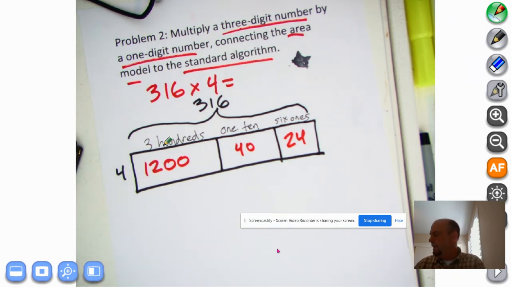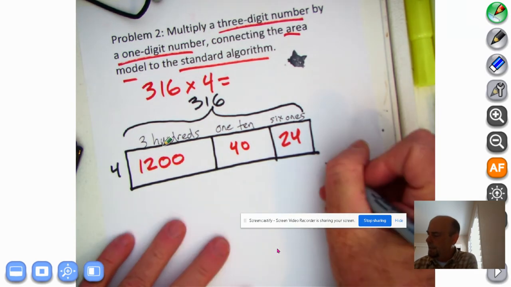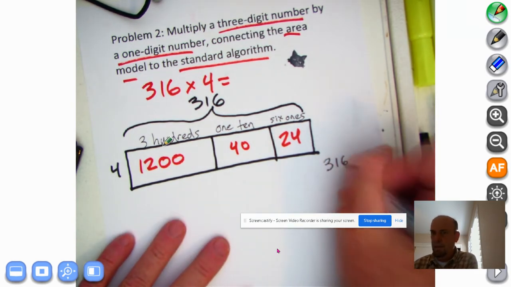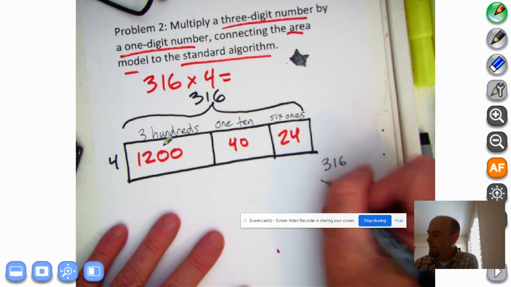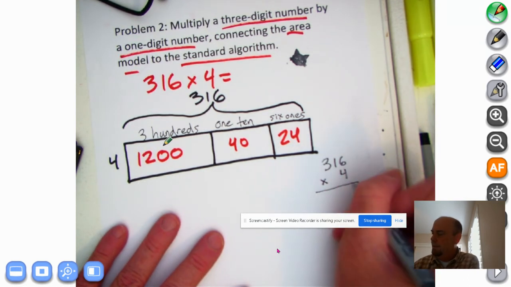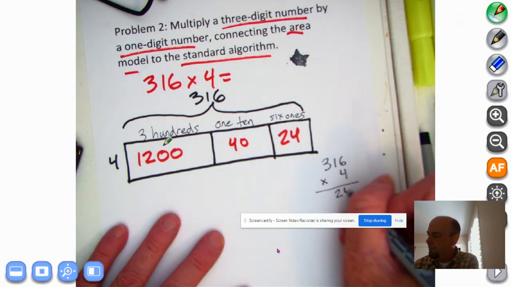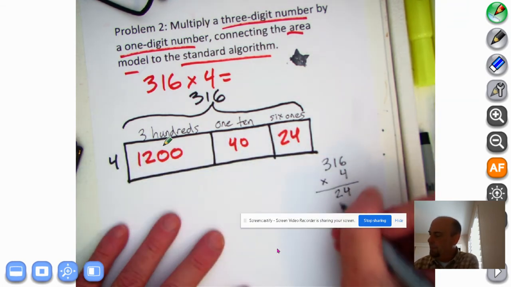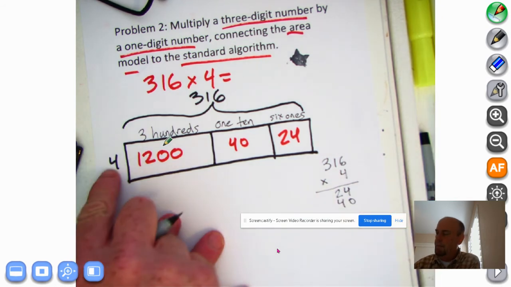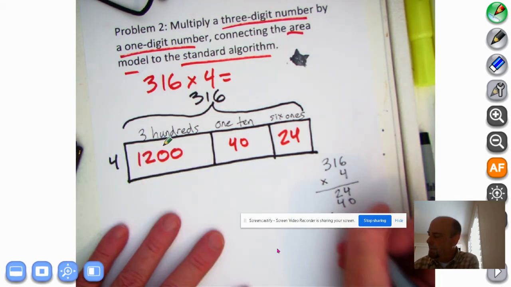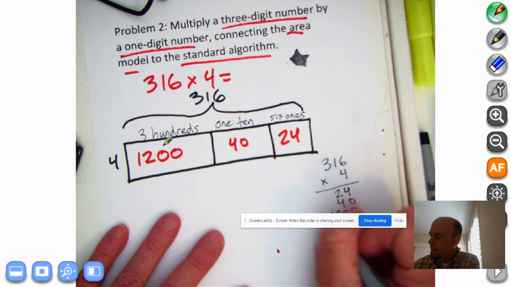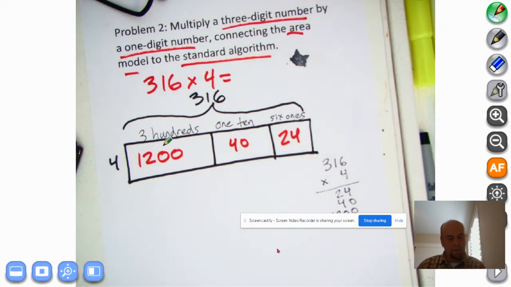And let's use a fine pen. And we'll do 316 times 4. And we've already done the math, right? 6 times 4. 4 times 6 ones is 24. 4 times 10 is 40. And 4 times 300 is 12 hundreds. Let's not add it up yet, though. Let's do some more math.